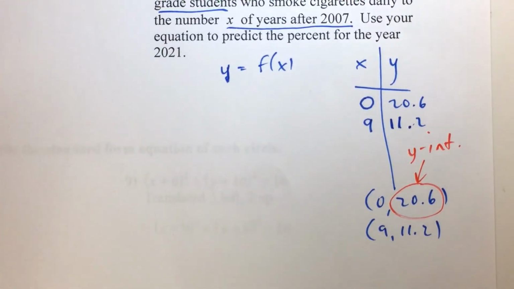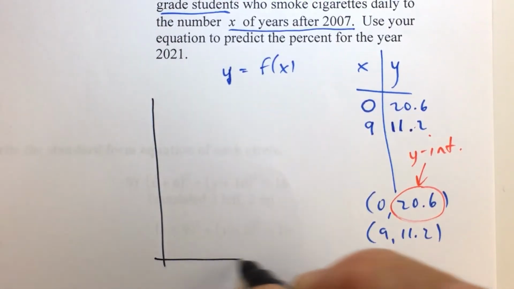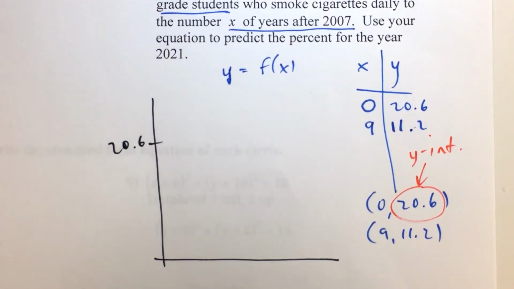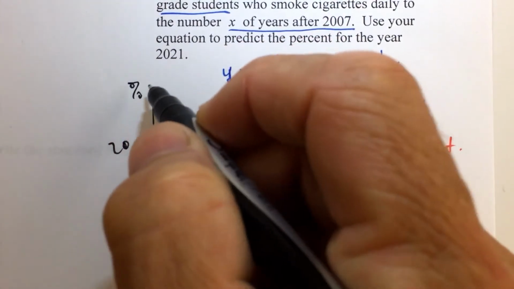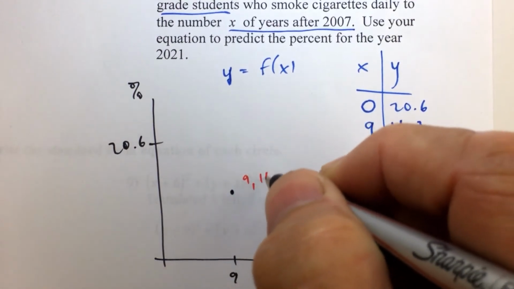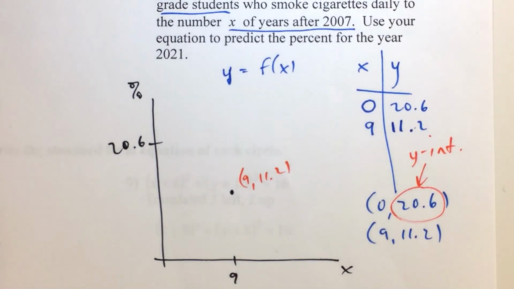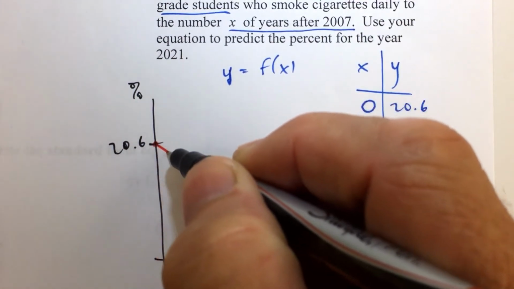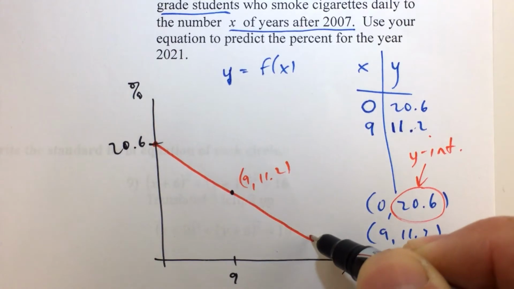Drawing a picture to help you visualize: we put 20.6 on the y-axis, where y is the percent of senior smokers and x is the number of years past 2007. If x is equal to 9, then 11.2 is the percent of senior smokers in that year, 2016. If we connect these dots, all we're trying to do is find the equation of that line.